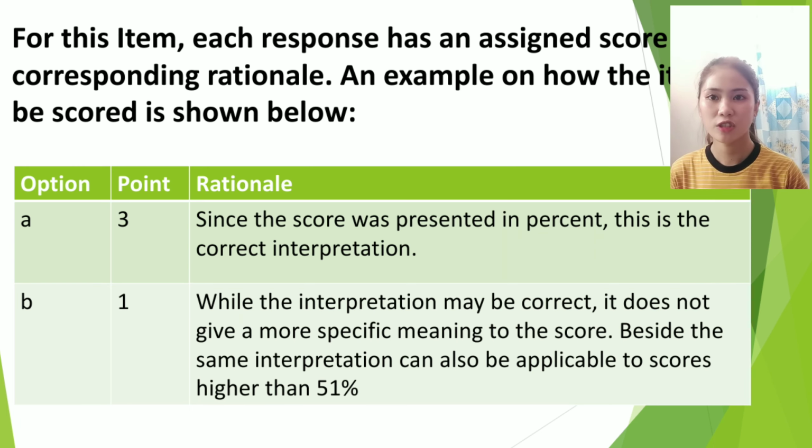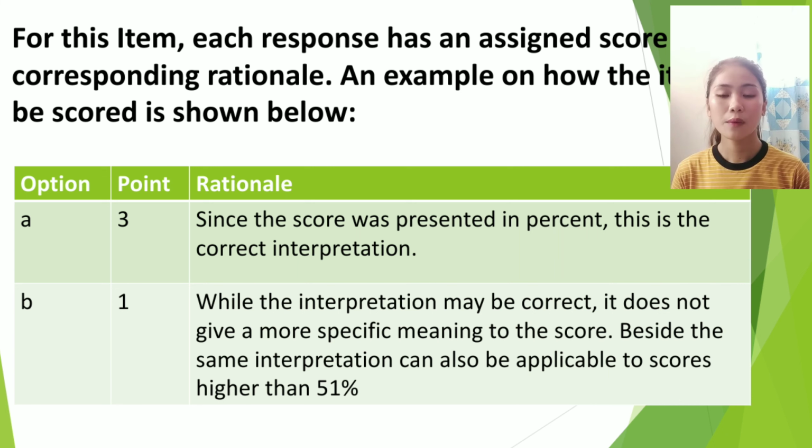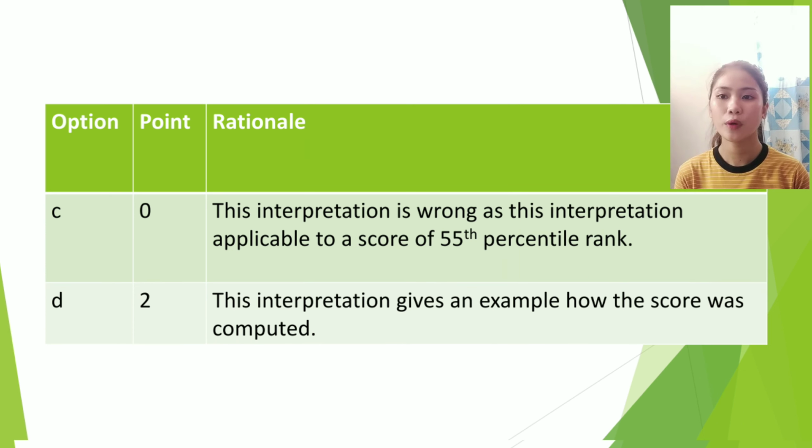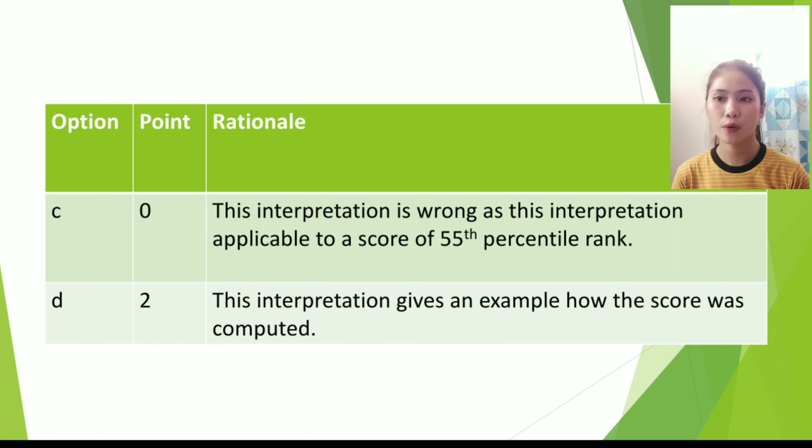In this item, each response has an assigned score with its corresponding rationale. An example on how the item can be scored is shown below. Ang mga students na nag-answer ng letter A have 3 points. Mga students naman na nag-answer ng letter B have 1 point. Answer ng letter C naman have 0 points. Yung mga nag-answer ng letter D naman is 2 points.